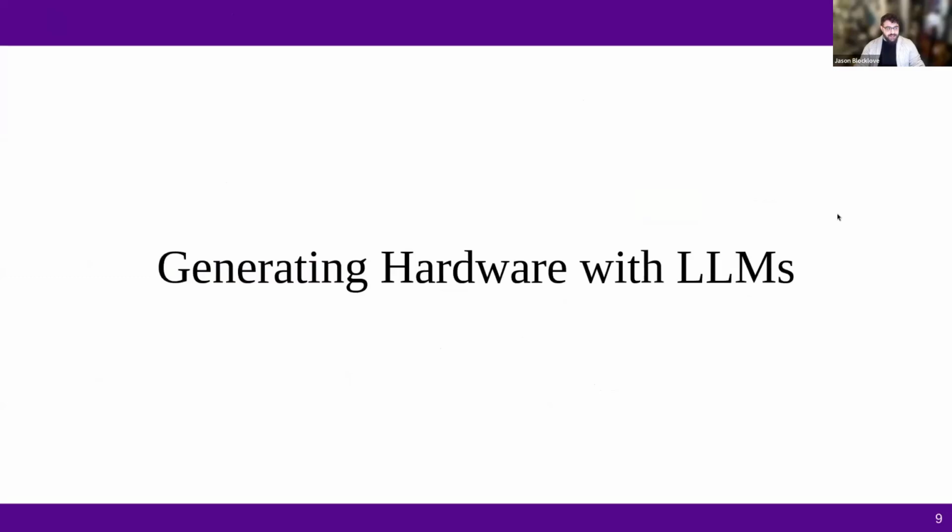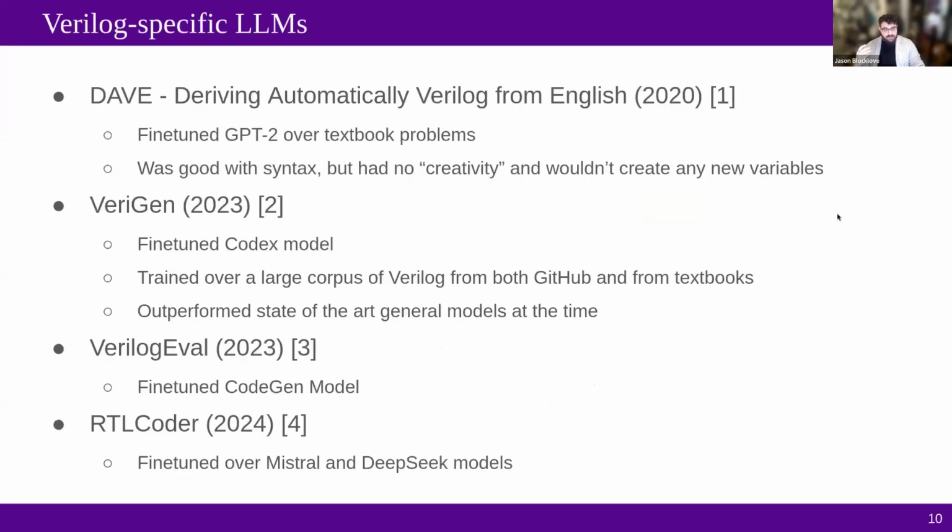So how do we actually generate hardware with this? What does that look like? To start with, there have been a handful of fine-tuned Verilog-specific large language models over the last several years. It really started with this one called DAVE, which stands for Deriving Automatically Verilog from English. Probably my favorite name for a paper I've ever read. But it was a fine-tuned GPT-2 model trained specifically over a bunch of textbook problems.